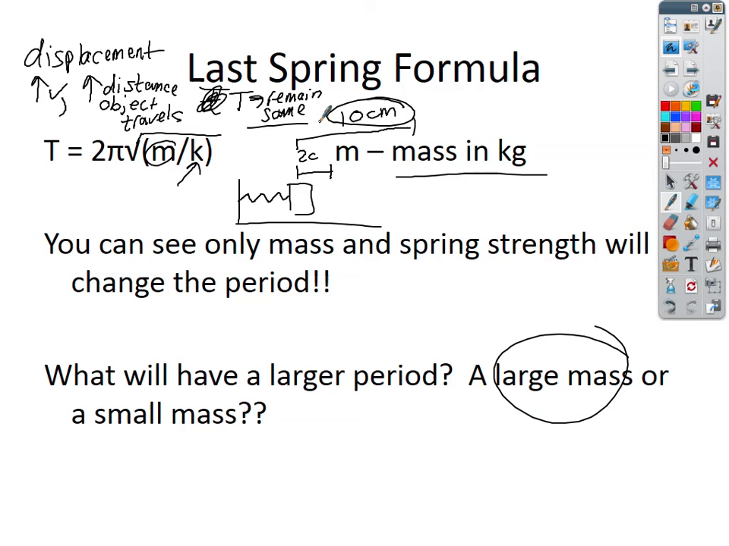I mean, the 2 centimeter object only needs to basically travel between 4 centimeters. This 10 centimeter setup will have to travel back and forth 20 centimeters. That's going to take longer. So the only two things that affect it are mass and spring strength, is all we're looking at.